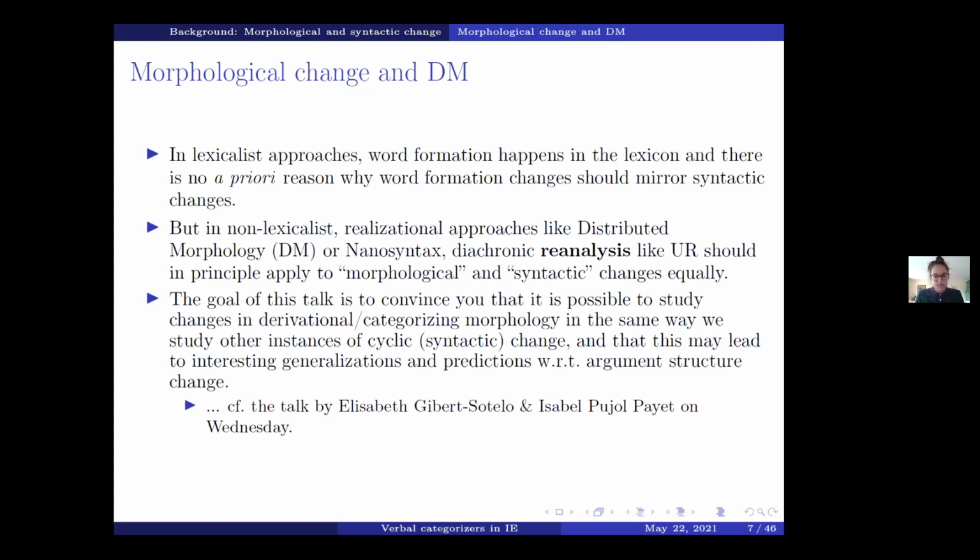So the goal of this talk is to convince you that we can actually study these changes in derivational and categorizing morphology in pretty much the same way we study other instances of cyclic syntactic change, and that this may actually give us interesting generalizations and predictions about argument structure change. And I was very happy to see that there were some talks at DIGS already that go in the same direction. There was one on Wednesday, and also the one on archaic Chinese this morning. So I hope that this fits into a broader research program.